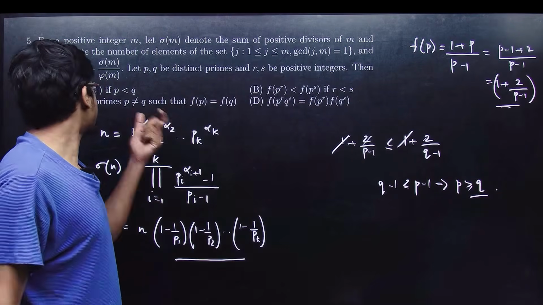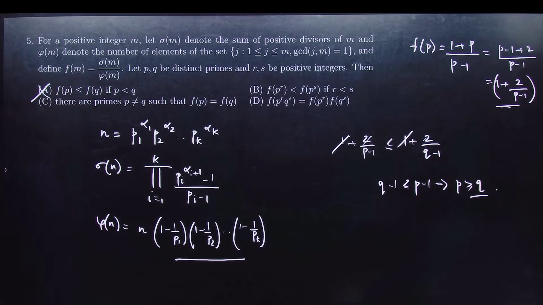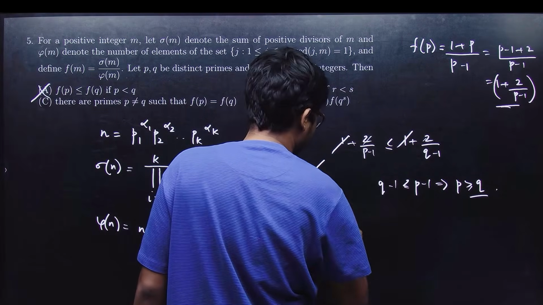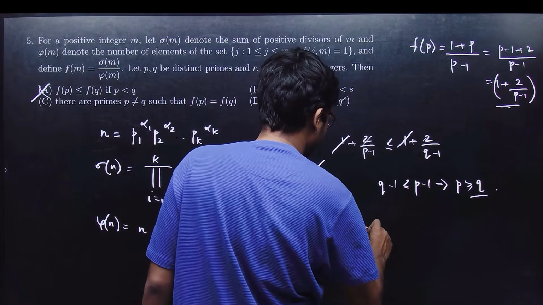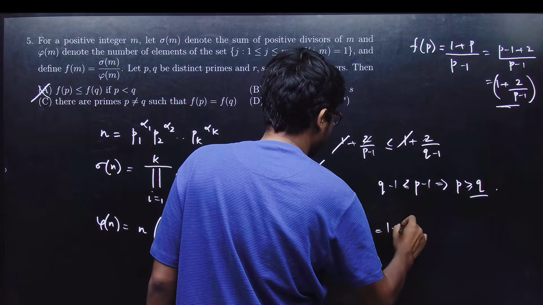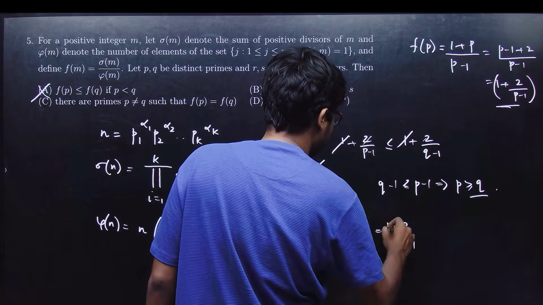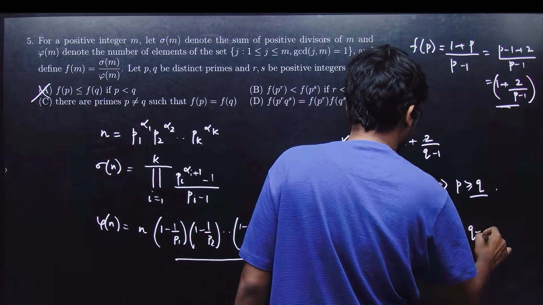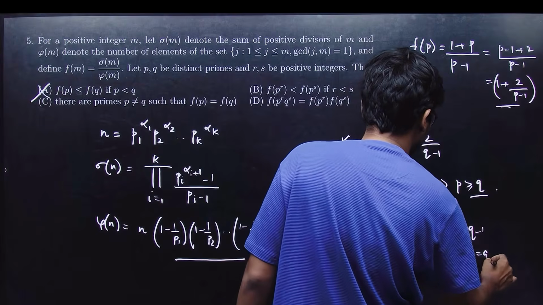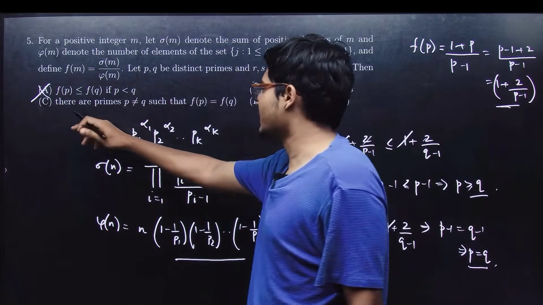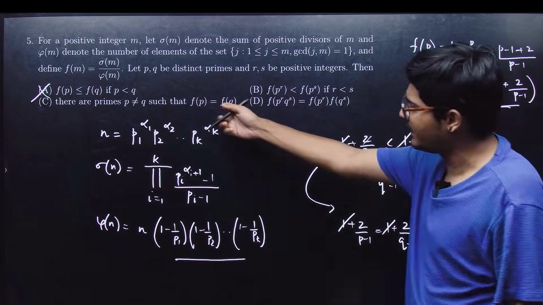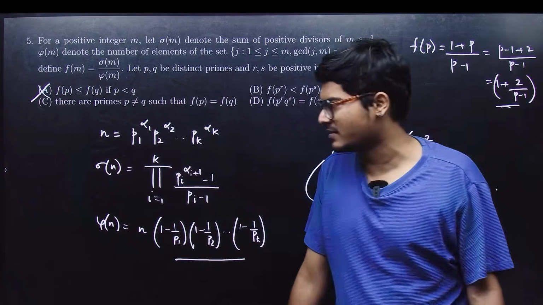Option B, let's go with option C first because this also works with a single prime. F of p is equal to F of q. So clearly now if I work with this equality case, you want 1 plus 2 by p minus 1 to be equal to 1 plus 2 by q minus 1. Cancel this out, you'll get p minus 1 equal to q minus 1, which means you want p equal to q, okay? So there are primes p not equal to q such that these are equal? That's incorrect, right? For these two functional values to be equal, you want p equal to q, right? So C is also incorrect for us.